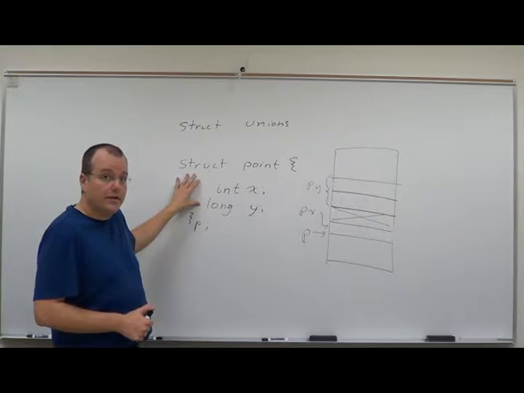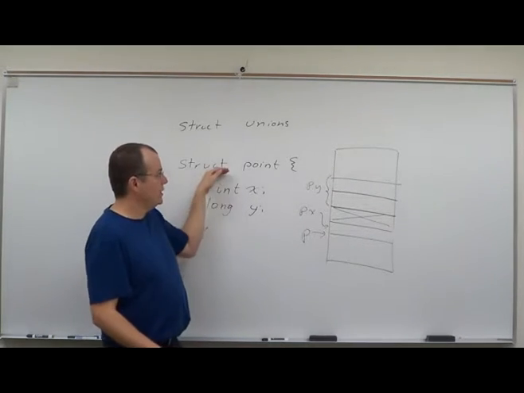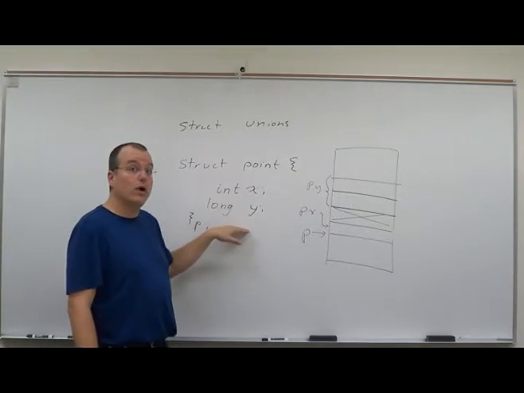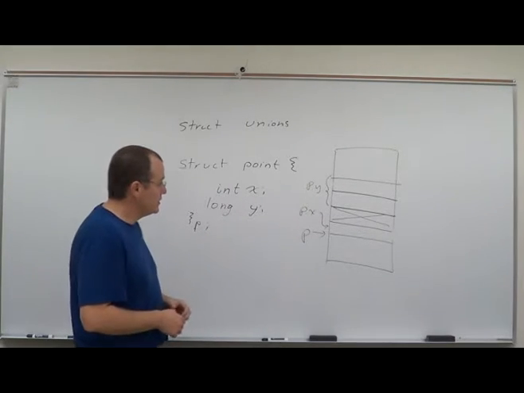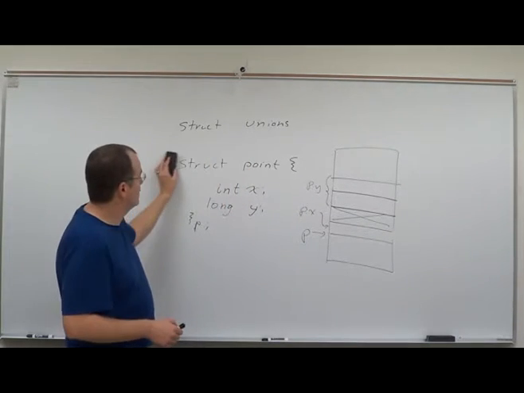So that's a structure. This is our AND type. A point is both an X and it's a Y. The other data type we have is a union.